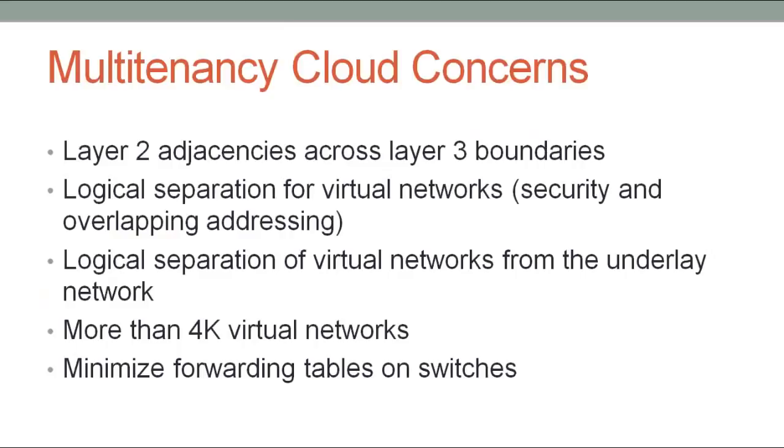Let's quickly summarize the highlighted issues. Tenants require Layer 2 adjacency across Layer 3 boundaries. Tenants require a logical separation of traffic between virtual networks for security and to support overlapping addressing amongst tenants. There needs to be a logical separation of virtual networks used by tenants from the physical underlay network. Support is needed for many virtual networks, more than the 4,000 that traditional 802.1q VLANs permit. Forwarding tables are getting large due to the high number of virtual machines.